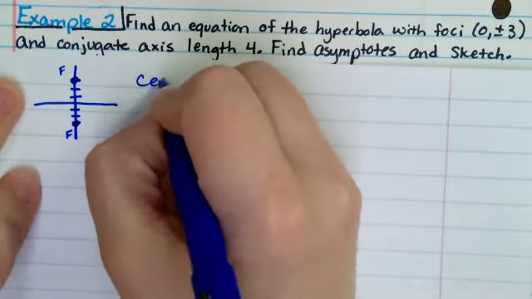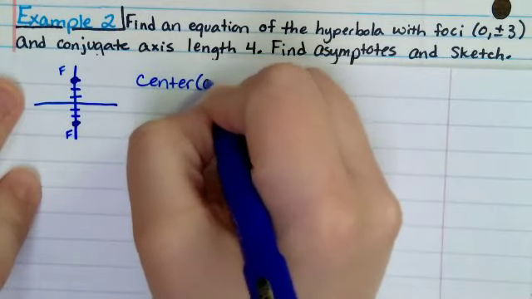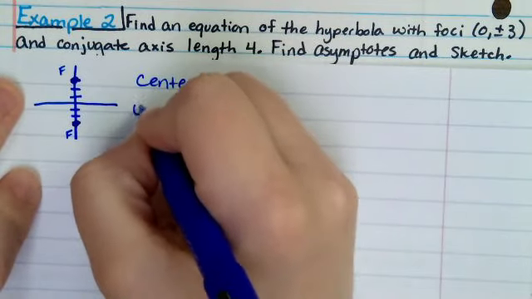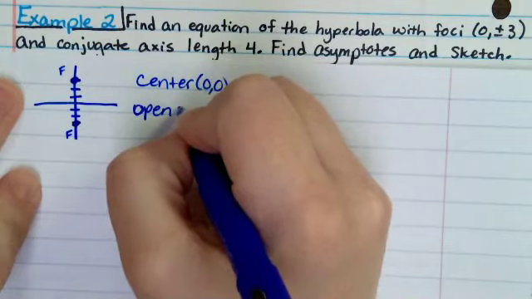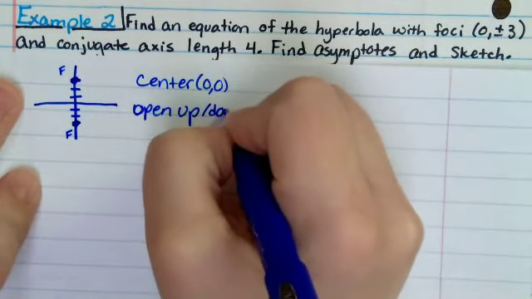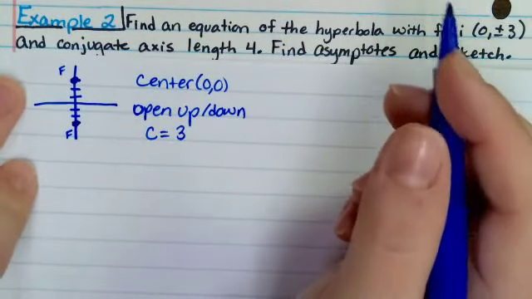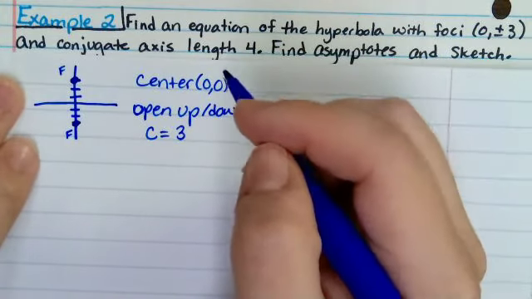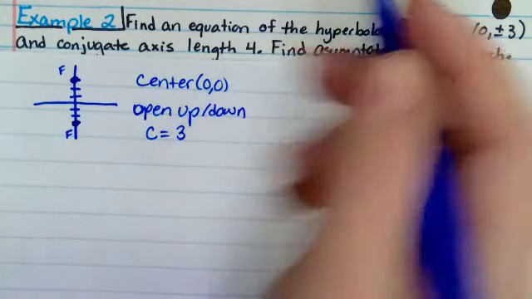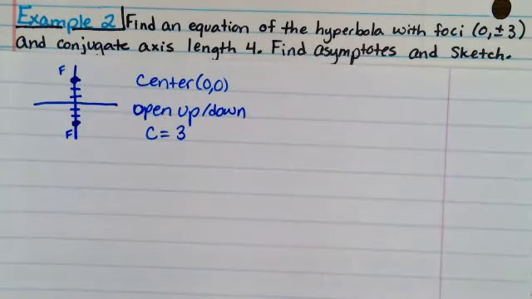So I'm just going to write out a little bit of it. Center is going to be at (0, 0). We're going to open up and down. I'm going to say c was 3. We can definitely get that. And yeah, let's see what else we can do.